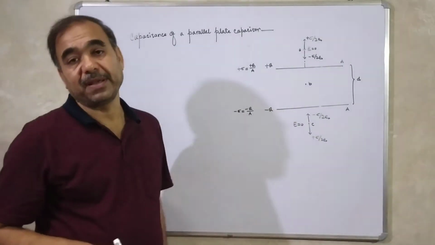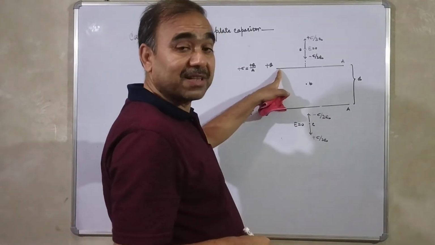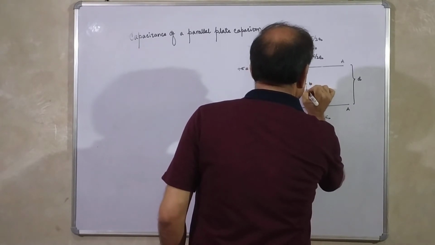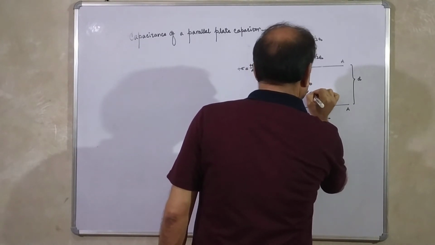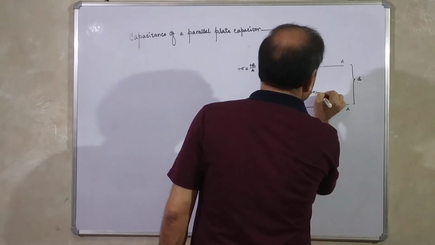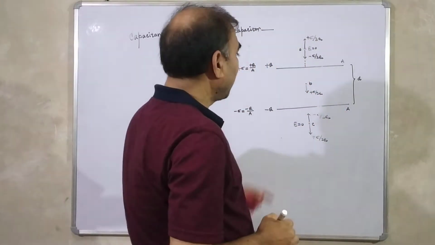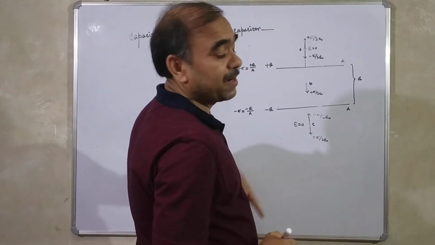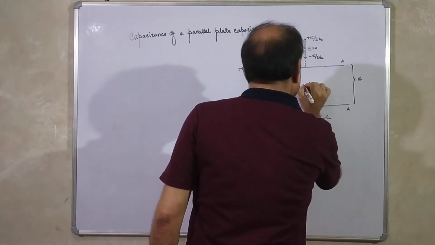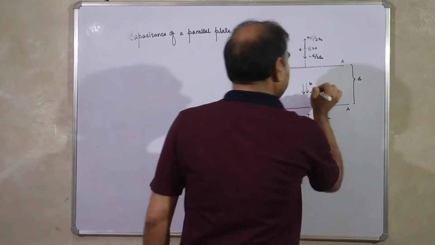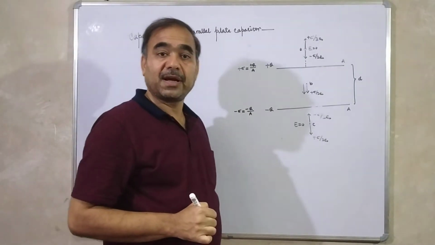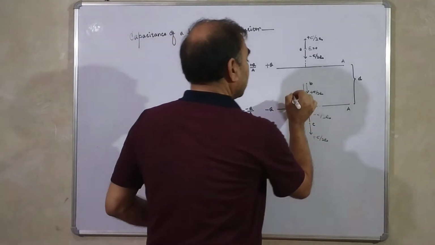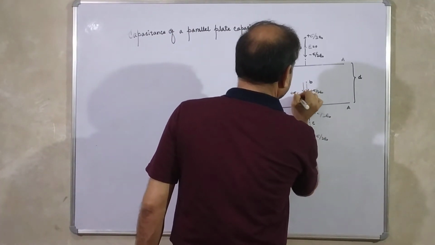Now, at point B, the electric field due to the positive plate will be away from the plate, along this direction. This is plus sigma by 2 epsilon naught. Right? And due to this plate, the electric field will be towards it but perpendicular, again along this direction. Both have the same direction, therefore they are taken as positive. If this one is positive, this will also be positive, plus sigma by 2 epsilon naught.